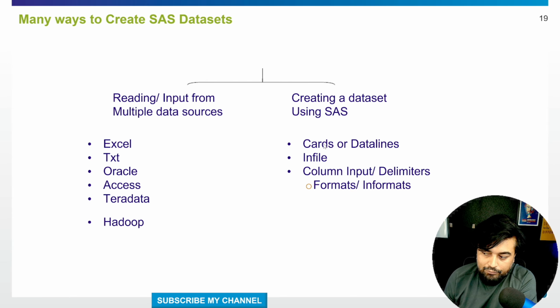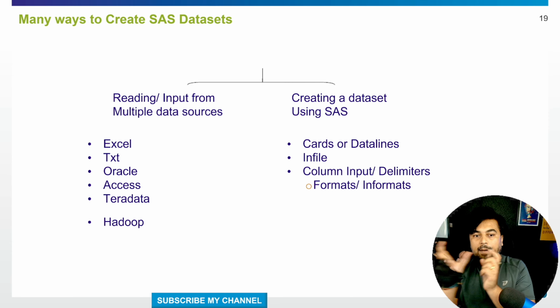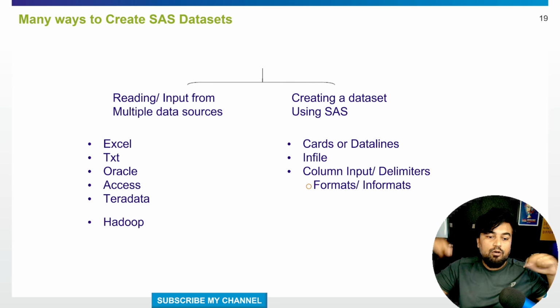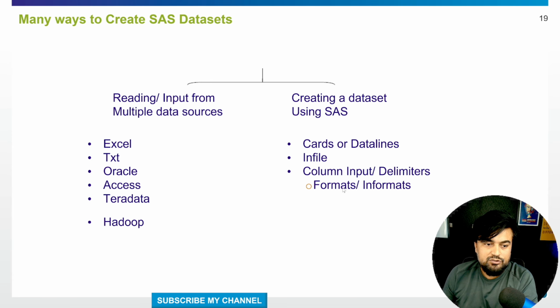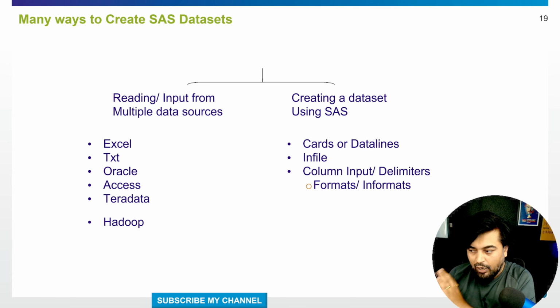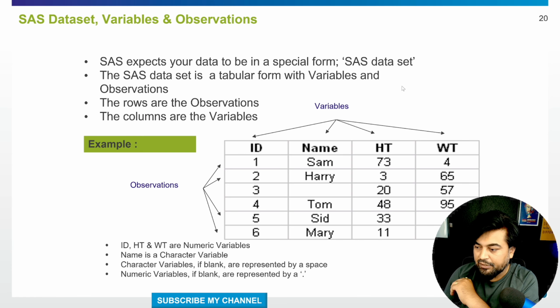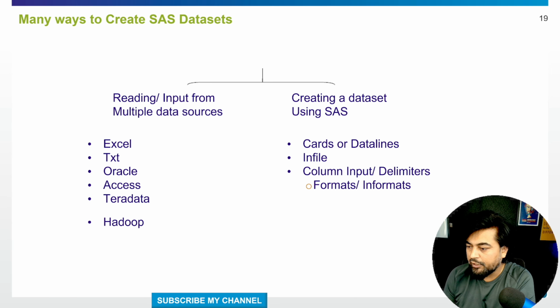And then you have cards, datalines, or infile. Infile is basically used to give a path where you have the file, the physical location. On the physical location, you have the file. Okay. Then you can use column input and delimiters, format and informat. So these are basically the ways to create a SAS dataset. So I hope this is clear because this is a basic building block. Okay. Now let's move forward.